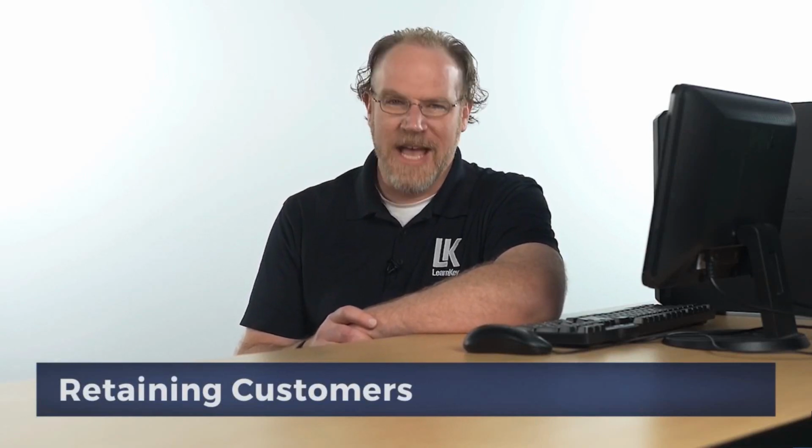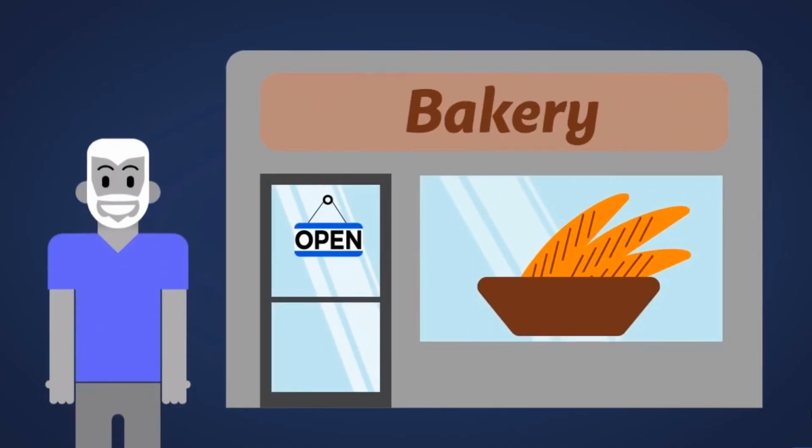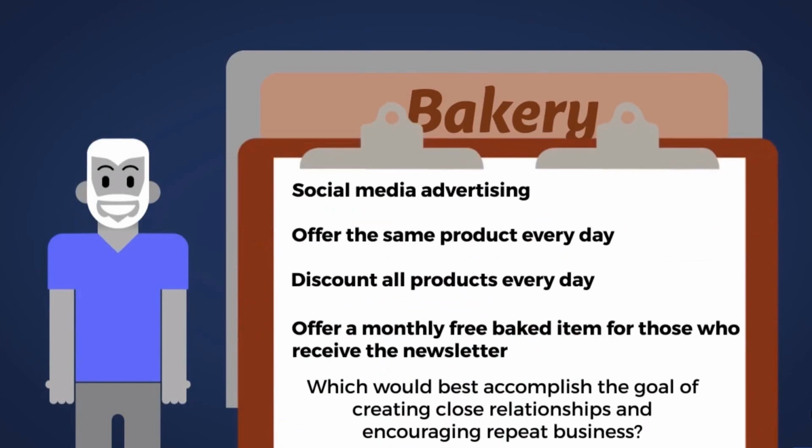Successful entrepreneurs are not only able to attract customers, but they are able to retain and build a base of customers, as well as developing relationships with repeat customers. The ESB exam will ask you how an entrepreneur might accomplish this. CarMax Bakery is trying to develop closer relationships with their customers to encourage repeat business. Of the following, which would best accomplish the goal of creating those relationships and encouraging repeat business?